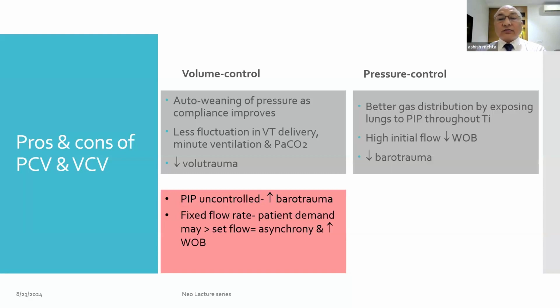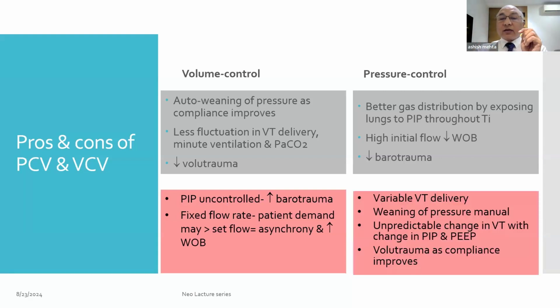With pressure control mode, there is better expansion of the lung because you are doing a positive pressure breath with a square wave. So better alveolar recruitment will be seen with the pressure control mode, and better gas distribution. Initially the flow is gradually picking up, going up and then coming down, so that is actually less barotrauma.